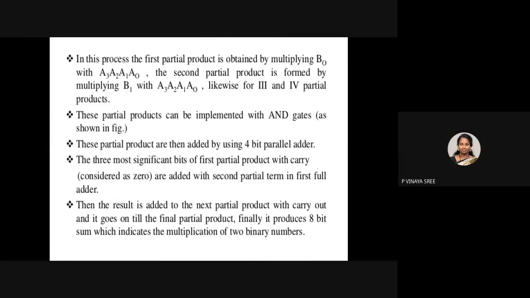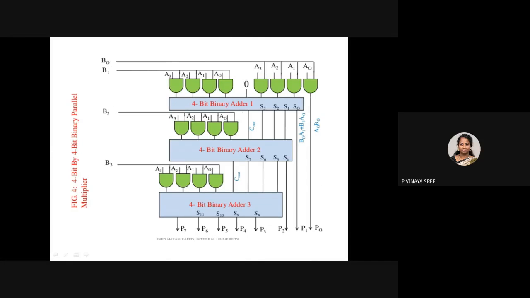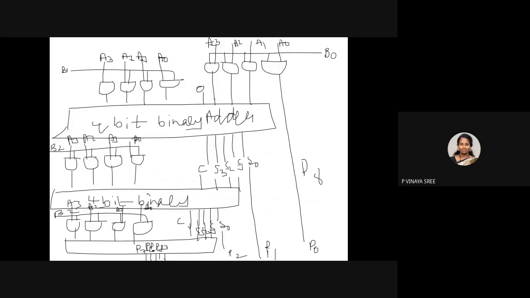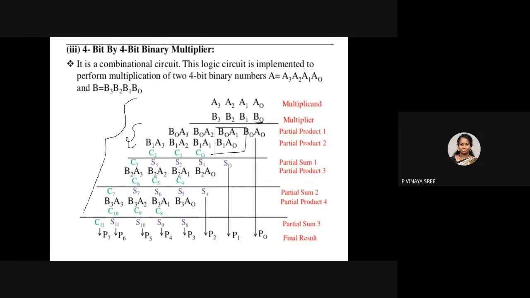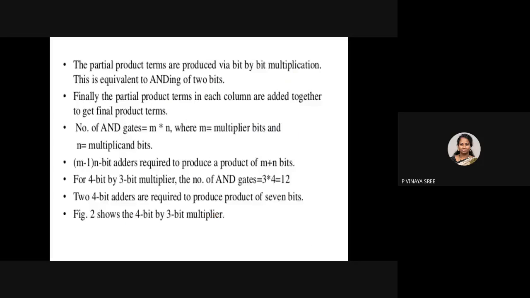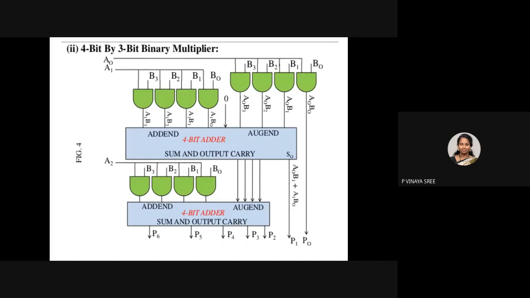So this is the actual diagram. See, this is the diagram. So there is no need of adding by hand. If you know this process, based on this process you can construct your logic diagram. Is it clear, everyone? Binary multiplier.